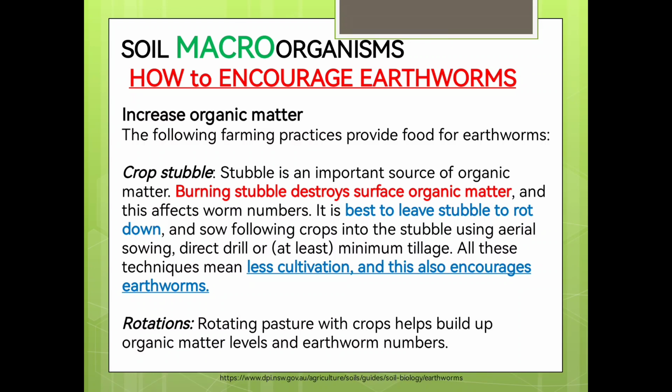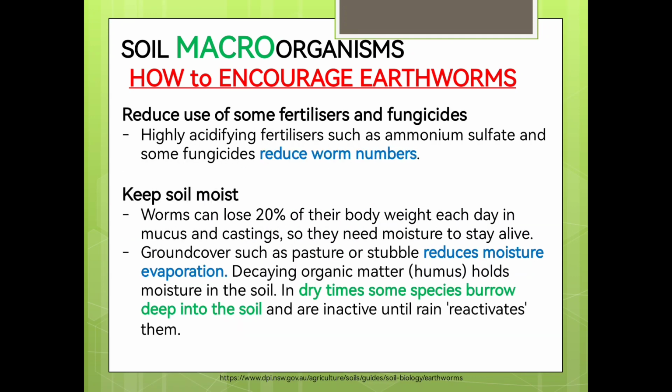Another method is rotation. When we rotate pasture with crops, it helps build up organic matter levels as well as earthworm numbers. And then of course, we have to reduce the use of fertilizers and some fungicides because highly acidifying fertilizers such as ammonium sulfate and some fungicides reduce worm numbers.